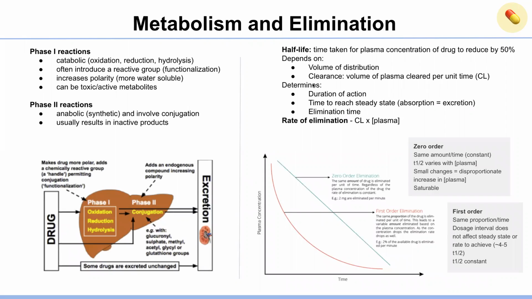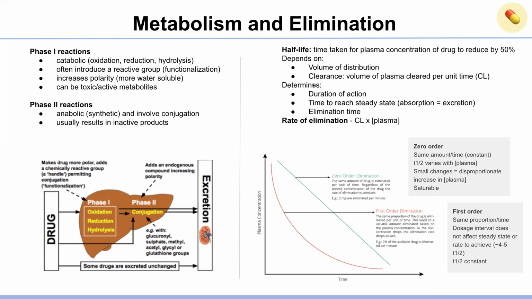Metabolism and excretion. So there's 2 types of metabolism, phase 1 and 2. Phase 1 is catabolic, so it breaks it down. The way I remember it is it's a catastrophe, so it's breaking things down. Phase 2 is anabolic and usually results in inactive products.